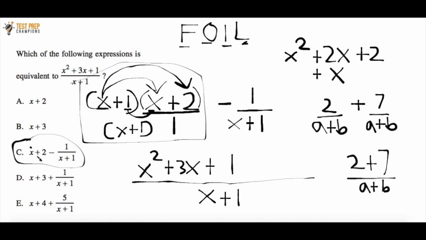So all I did was I took C here and I did some math, and I realized that C comes out to be the same thing as the initial expression, which was x squared plus 3x plus 1 divided by x plus 1. And if you had trouble following this, note that this is kind of a harder question, so don't worry about it. Just make sure you kind of understand what we're doing here.